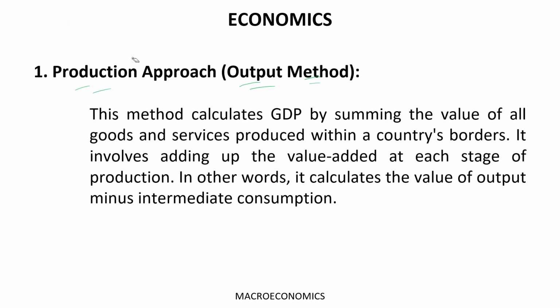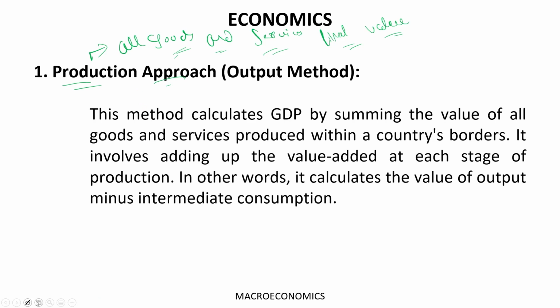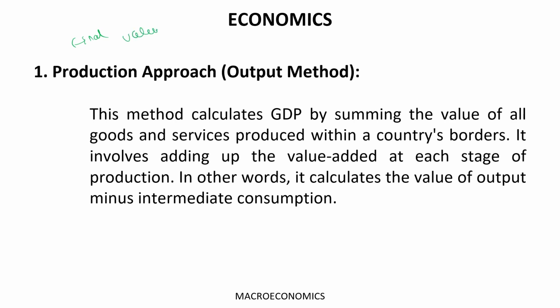Basically, we could say the production method deals with all goods and services' final value. All goods and services' final value is considered under the production approach. Alright. So basically, what is the final value? And then what is the intermediate value? So let's understand it.